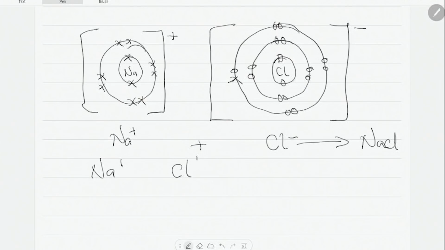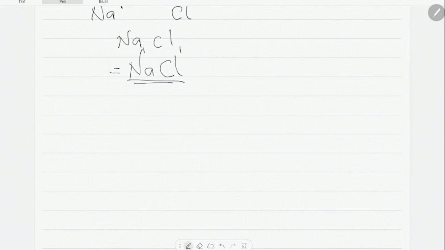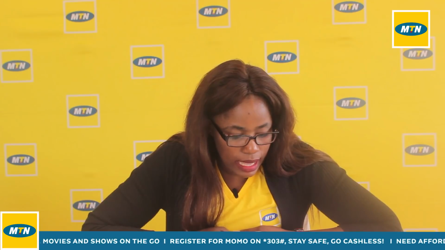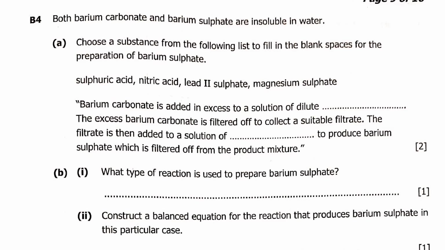So when we are looking at the preparation of a salt, we need to find a substance that is going to provide us with the solution which will provide us with the cation for the salt, and a solution which will provide us with the anion for the salt. So we need to have a solution which will give us barium and another solution which will give us sulfate ions. So this is formed from barium 2+ plus sulfate 2-. Then this will give us barium sulfate.